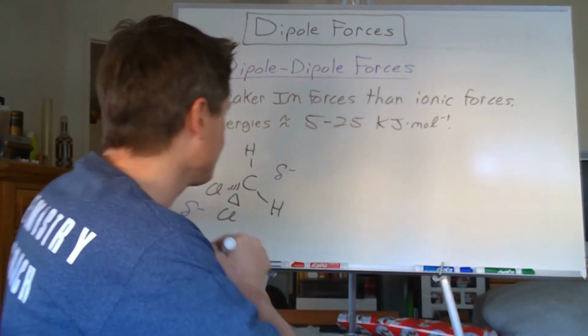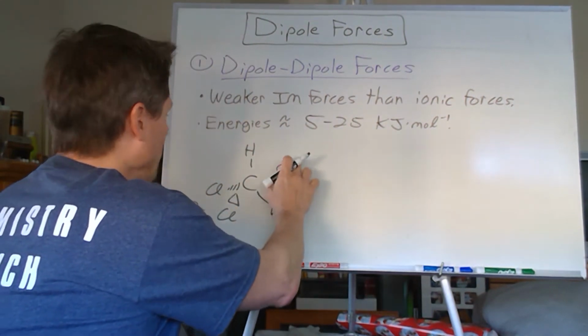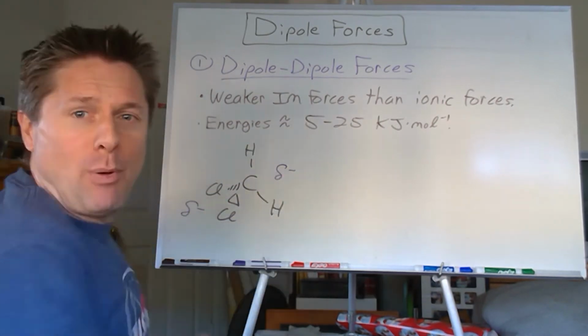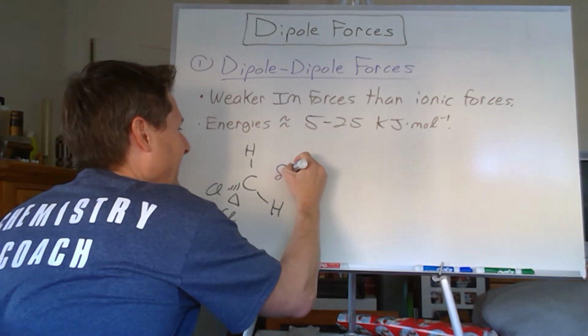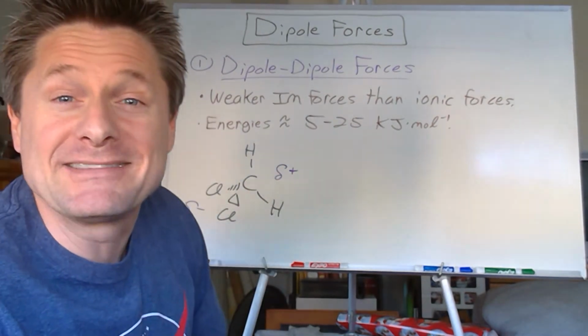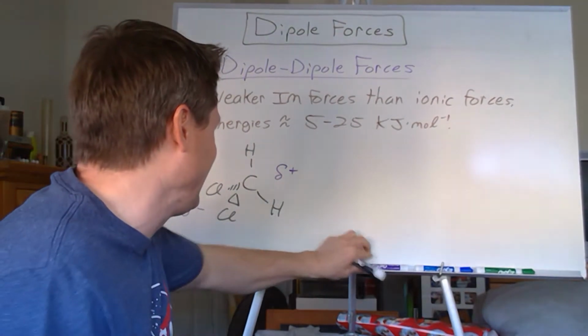So let's take the PBr3, and oh, I got this backwards. I have 2 partial negatives. That makes no sense whatsoever. There, that was bugging some of you, wasn't it?